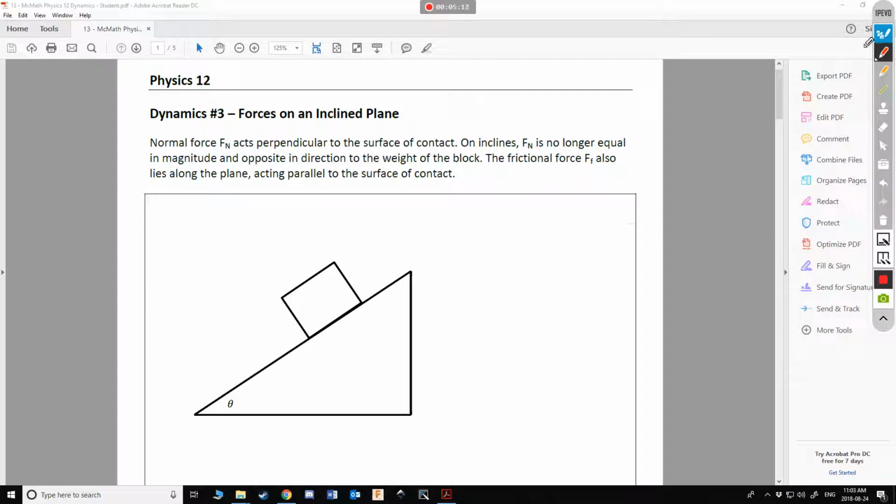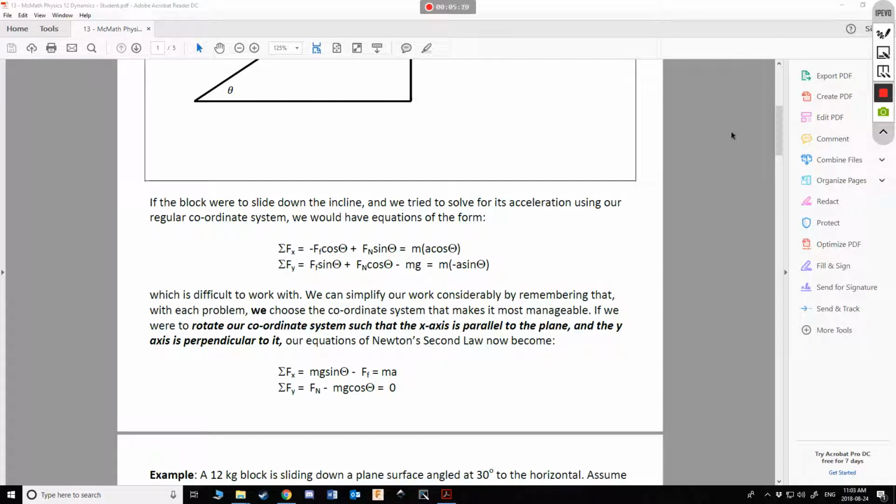So just to reiterate what we're saying, if we scroll down here, if we use our traditional x and y axes, we get quite a complicated expression. Whereas if we rotate our axes, rotate our mind, we can simplify the equation significantly because we reduce the number of angles required in our expression.